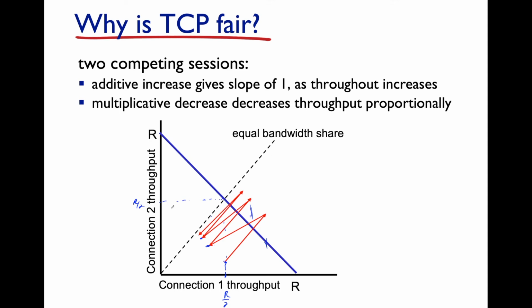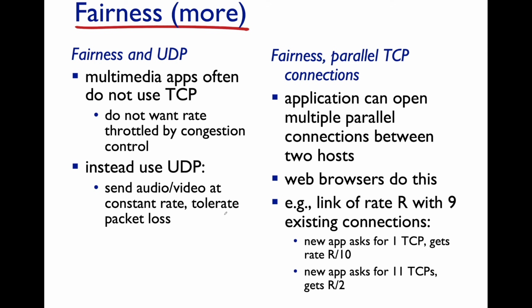So it doesn't matter what the initial send window size is for each of those connections, eventually it converges onto the equal bandwidth line, and they're fair sharing the available bandwidth R bits per second for that shared link. And we converge. So TCP is fair, and that can be a good thing. It can also be a bad thing.